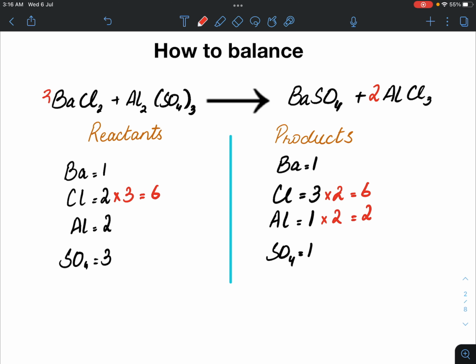So if I put 3 here, this means that this 3 has to be multiplied with the barium as well. So I multiply it with barium and I get 3 barium atoms. On the product side, I multiply barium with 3 to make it equal to the reactant side and I get 1 multiplied by 3 barium atoms. I put my coefficient here. Now this means that this 3 has to be multiplied by the sulfate as well. So I multiply the sulfate 1 multiplied by 3 and I get 3 sulfates.